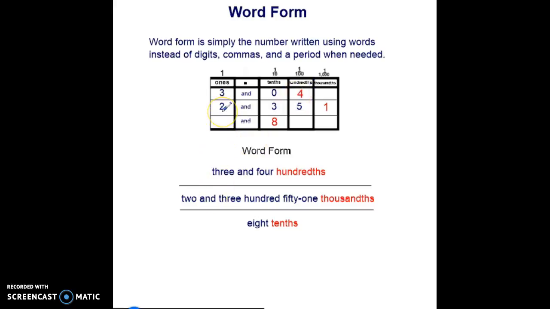For the second number, we have 2 and 351 thousandths. You always want to end with the place value of the last digit. And if you notice here, we have 8 tenths. The number 8 in tenths, we don't need to use the word "and" because there is no whole number in this form. Let's practice a little bit more on this. If you need to review, you can always stop and rewind before you proceed forward.